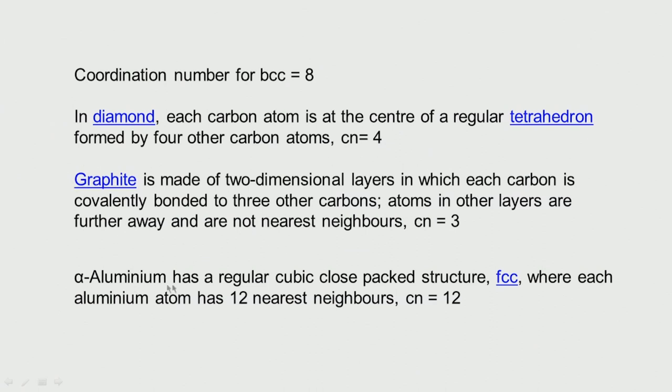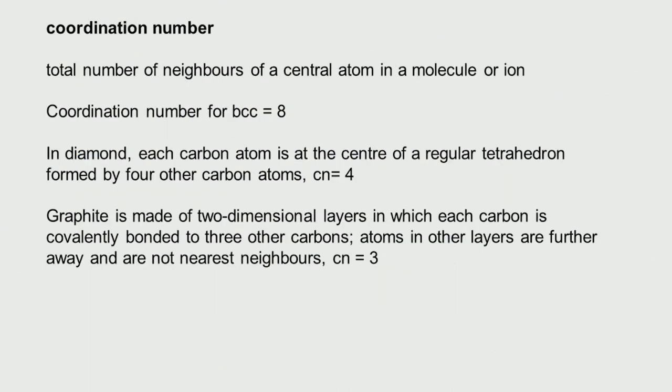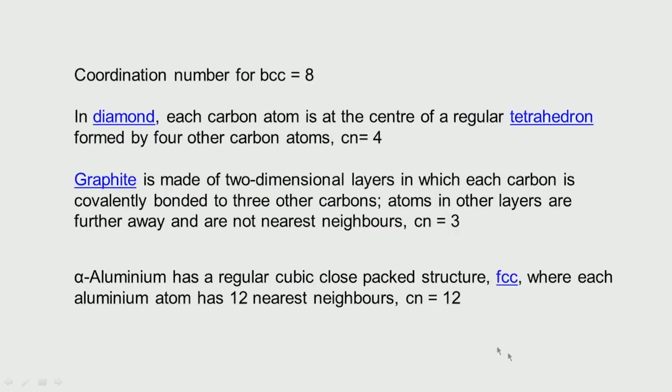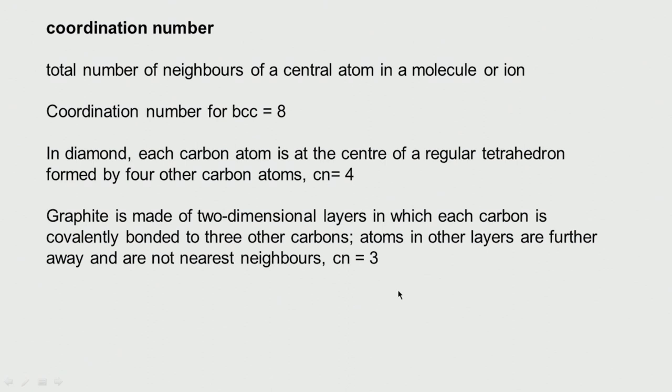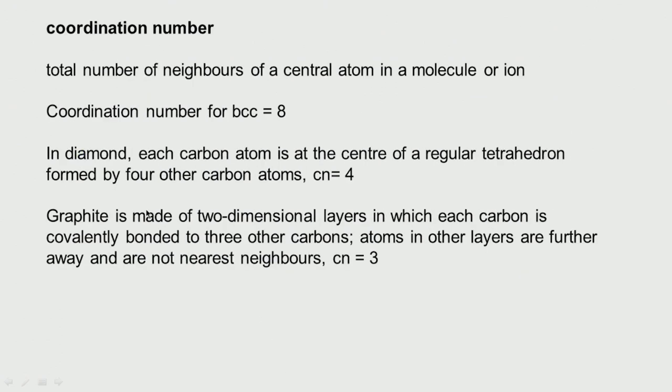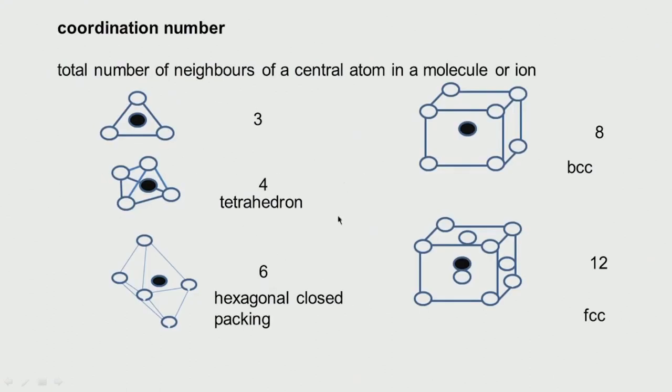Alpha aluminium has a regular cubic close packed structure, FCC. So the coordination number is 12. So, coordination number for BCC is 8, coordination number for diamond, like I said, regular tetrahedron, so it is 4, graphite has layer by layer, two-dimensional layers, so coordination number is 3.